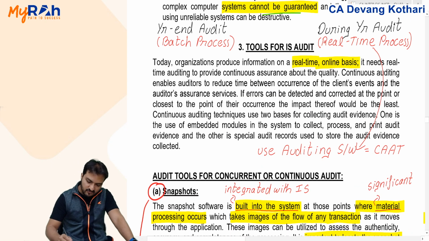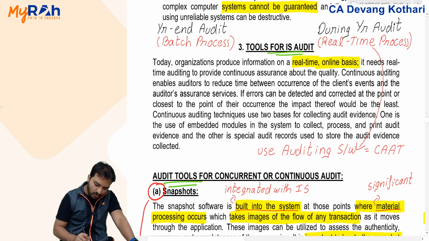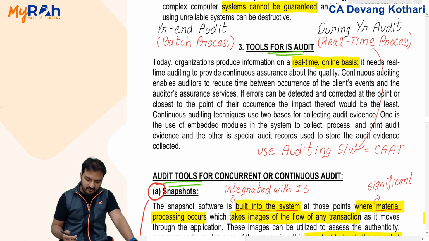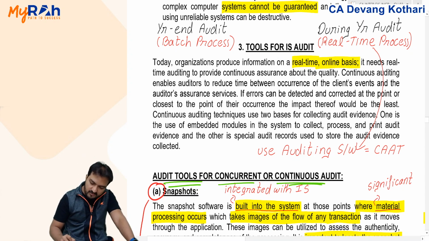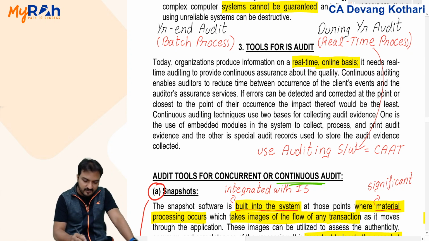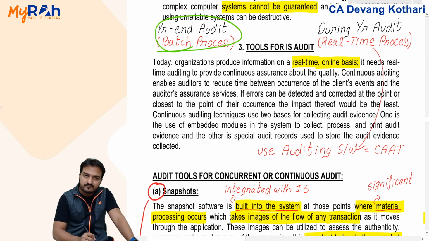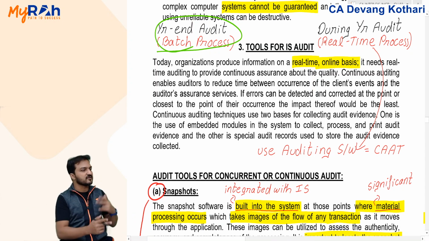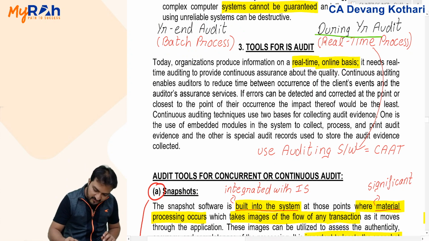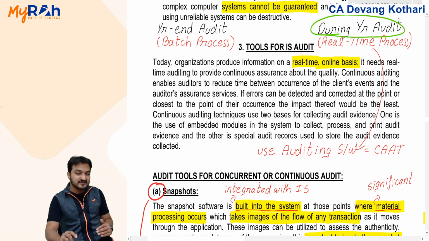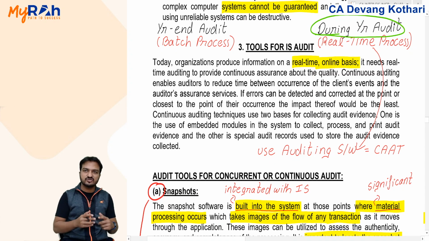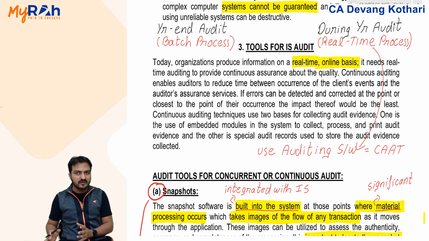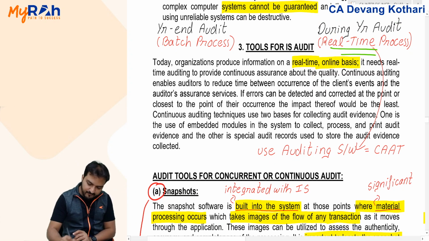Anyways, tools for IS audit. We learned various audit tools for doing the auditing work. For concurrent or continuous audit, look, there can be two methods of doing audit. Year-ending audit is like batch processing. At the end of the year, you come to the company and check the books of accounts. Or during-the-year audit, which is like real-time processing. You check transactions while they are being entered. That is like a real-time process.